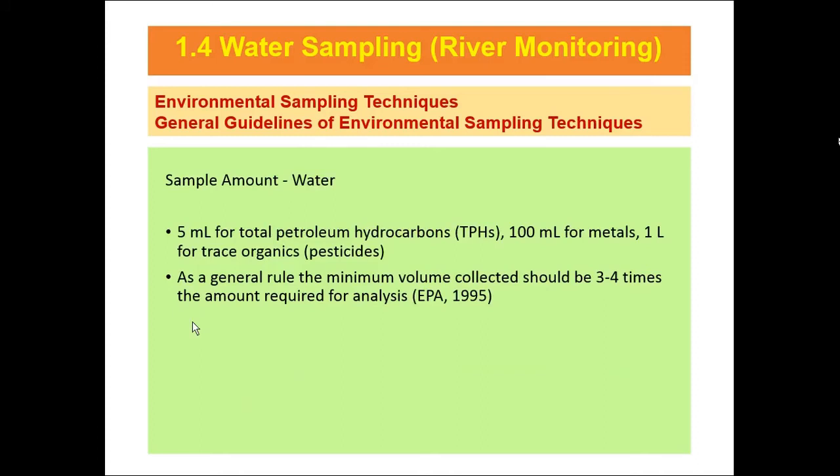So for example, total volatile hydrocarbon is 5 ml, metal is 100 ml, and trace organic pesticide uses 1 liter. As a general rule, the minimum volume collected should be 3 or 4 times the amount required for analysis. If the analysis requires 10 milliliters, you multiply to be safe, because you want to do duplicate and triplicate. Maybe you can take 100 milliliters and so on. This is the way you can decide the volume of the sample.